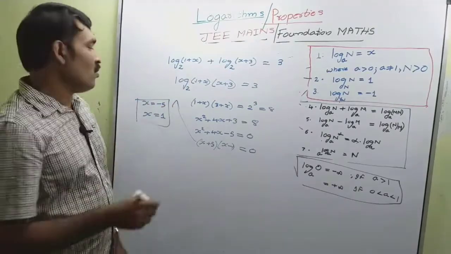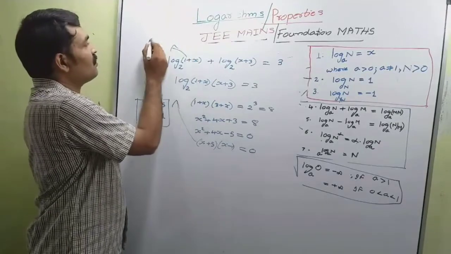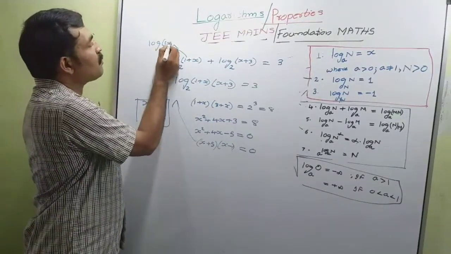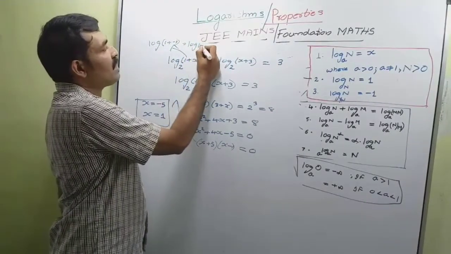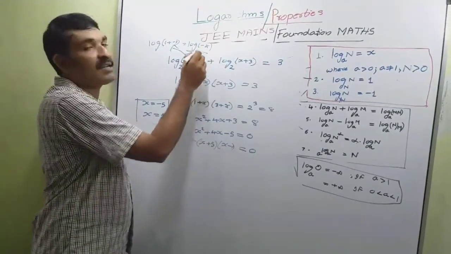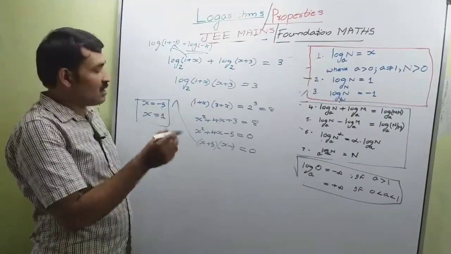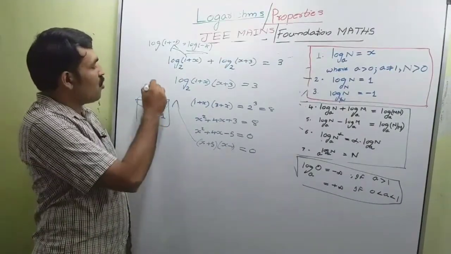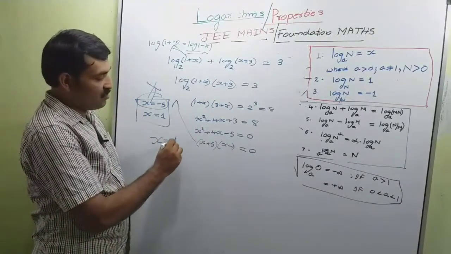Okay. Now, when x is equal to minus 5, this term becomes log of 1 plus minus 5, that is equal to log of minus 4. This is the logarithm of a negative number, that is not defined. So, x is equal to minus 5 is not possible. So, x is always equal to 1.